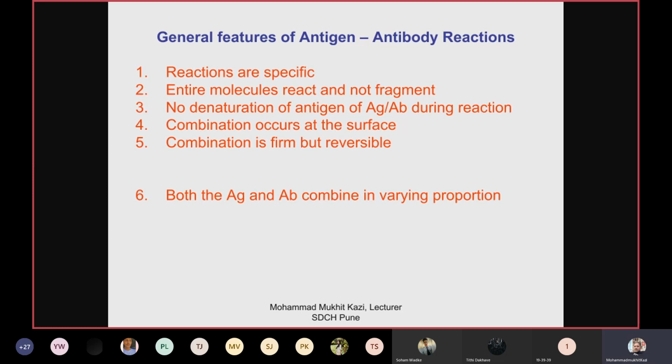The entire molecule reacts and not the fragment. There will be no denaturation of the antigen or of the antigen-antibody during the reaction.